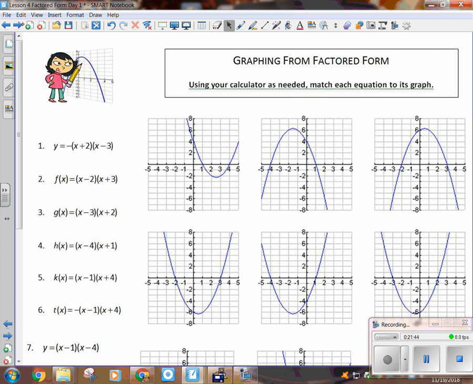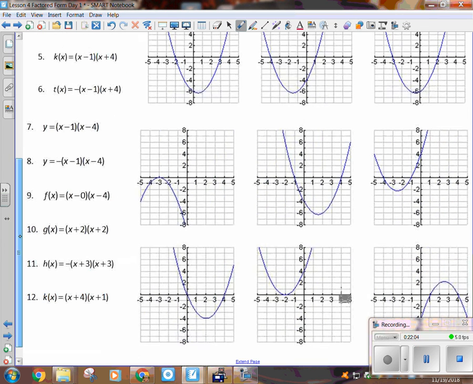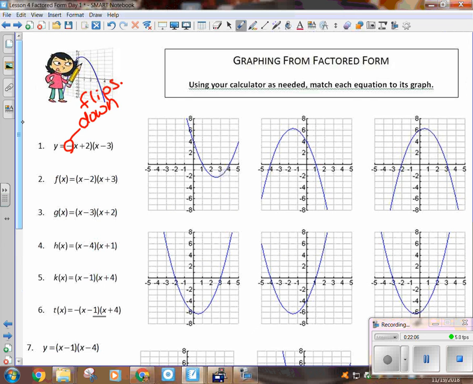What does the negative out front mean? This one means that it's going to turn down. Flips down. Everybody good? How many graphs over there flip down? How many graphs flip down? Not many, right? Okay. What are my x-intercepts going to come out? This one's going to come out as what? Negative 2, 0. And this other one's going to come out as positive 3, 0.